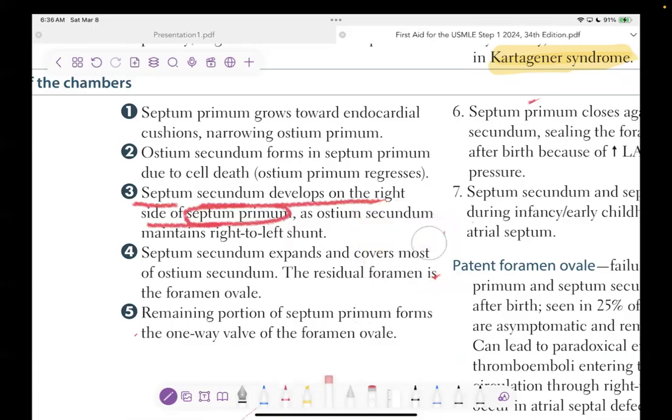We already explained it twice. So septum secundum develops on the right side of the septum primum as ostium secundum maintains right to left shunt. We already know that. Why right to left shunt? Because the right side of the body has elevated pressure. Why this elevated pressure? Because the right side is connected to the lung, and the lung is unhappy, so the lung's blood pressure goes up, and the pressure in the right side also goes up, pushes the door away and opens it toward the left. All the blood that comes to the right side of the baby goes to the left side. And this is very helpful.